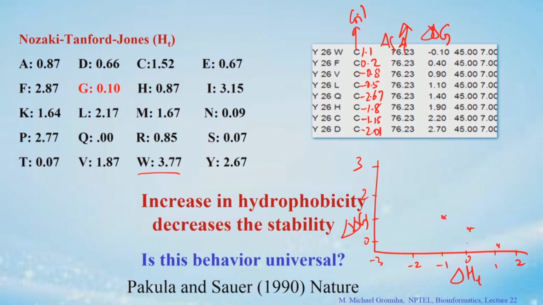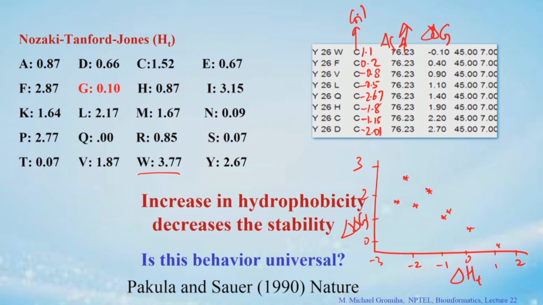Y26L minus 0.5 somewhere here, and 1.1, right, this is 1 point somewhere here, Y26Q minus 2.67, 1.4, Y26H minus 1.8 and 1.9, Y26C minus 1.15, 2.2, Y26D minus 2.01 and 2.7, somewhere here.